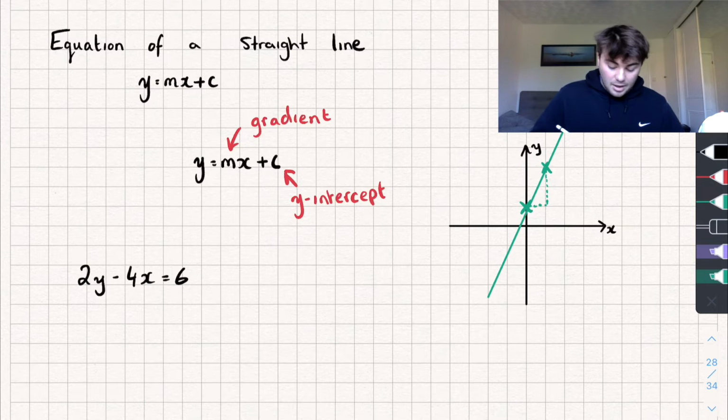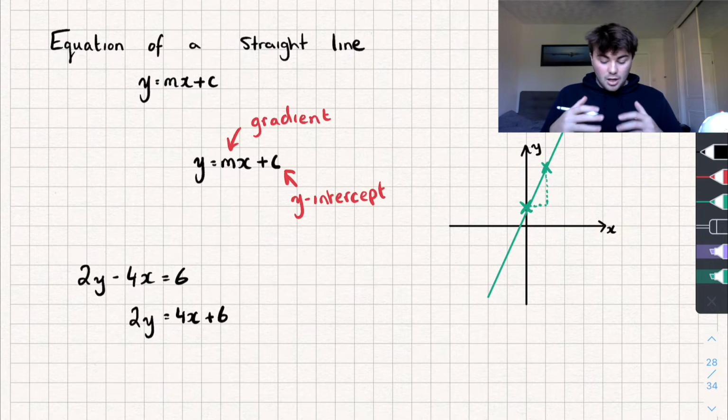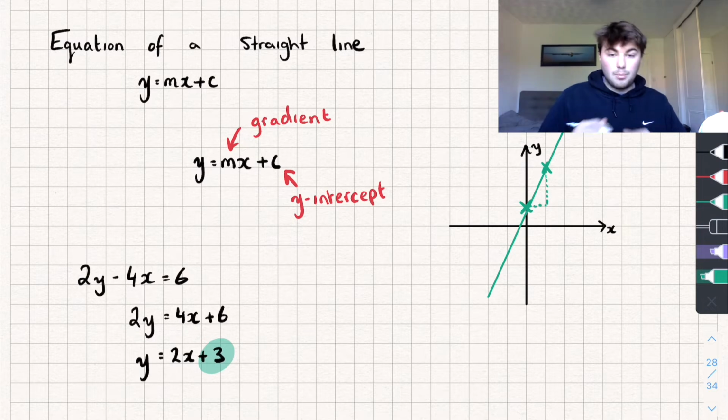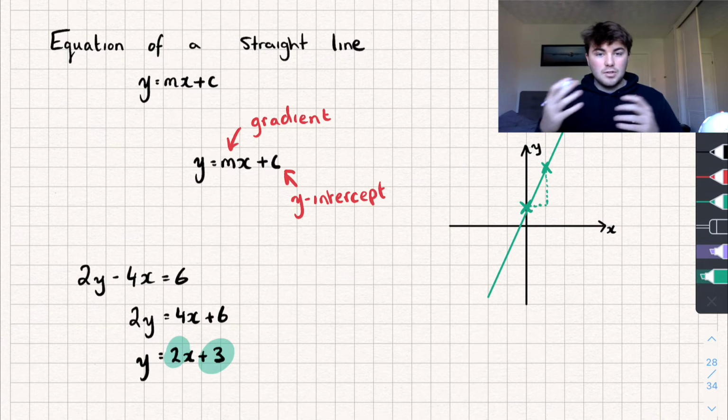And so to do that, I'm going to add 4x to both sides, and we get 2y is equal to 4x plus 6. And then I could just divide both sides by 2, and we get that y is equal to 2x plus 3, okay? And so now we know this line is going to pass through the y-axis at the point 3, and it's going to have a gradient of positive 2. So that's what the equation y equals mx plus c is representing, okay?